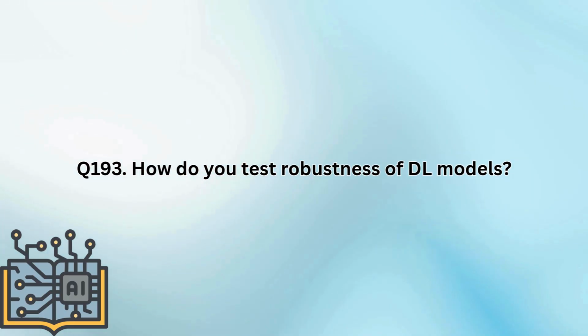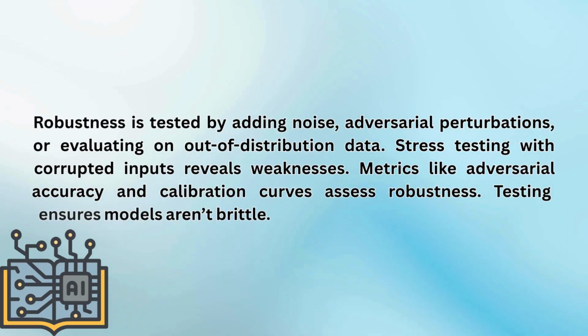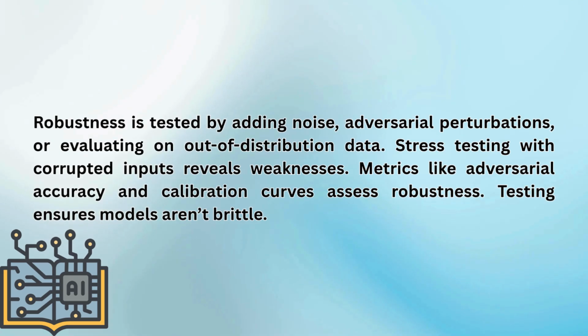How do you test robustness of DL models? Robustness is tested by adding noise, adversarial perturbations, or evaluating on out-of-distribution data. Stress testing with corrupted inputs reveals weaknesses. Metrics like adversarial accuracy and calibration curves assess robustness. Testing ensures models aren't brittle.